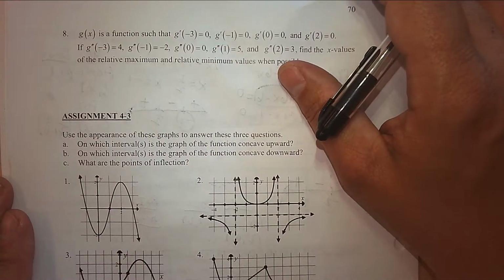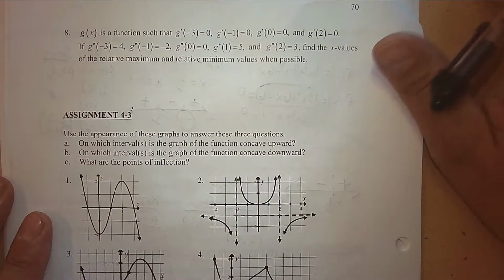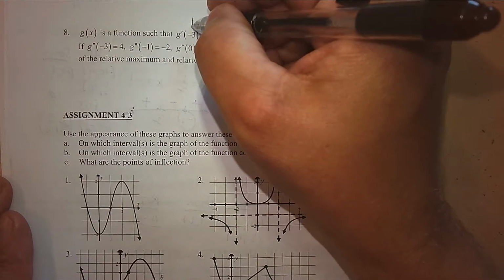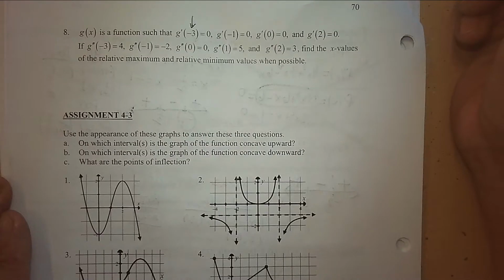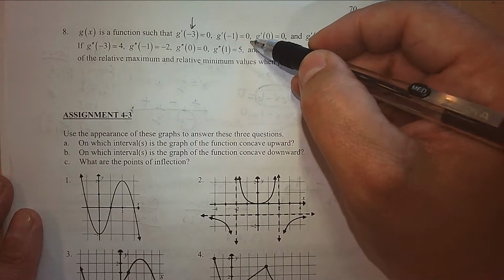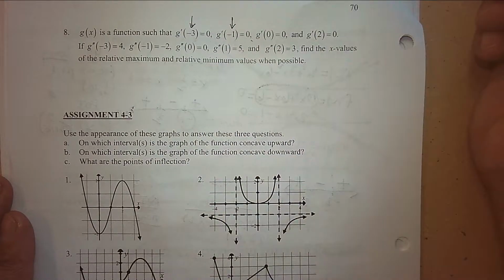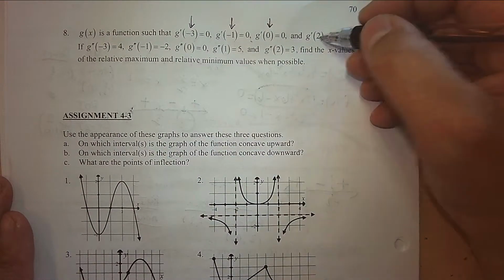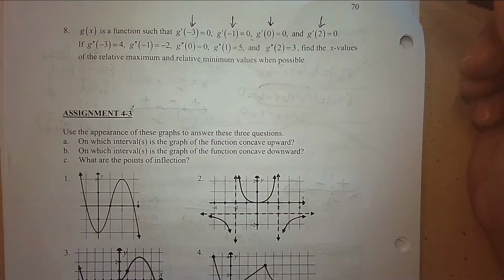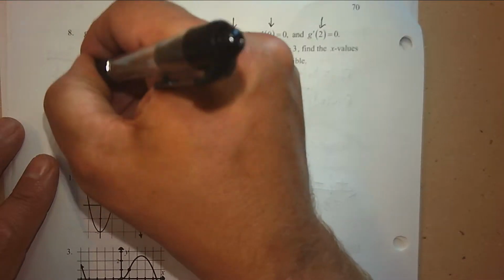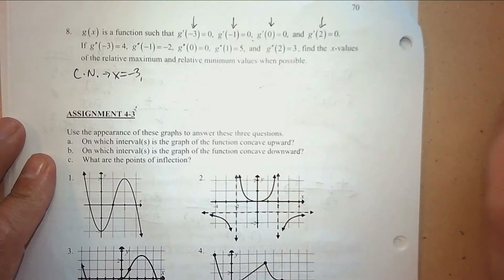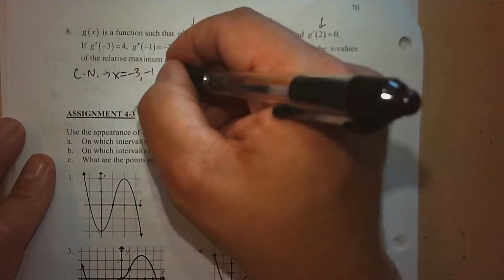Maybe. So g of x is a function, and it gives you information. The first derivative at negative 3 is equal to 0, which means negative 3 is a what? A critical number, correct? At negative 1, it's equal to 0, at 0 it equals 0, and at 2 it's equal to 0. So what are all the critical numbers for g? The critical numbers are when x equals negative 3, negative 1, 0, and 2.